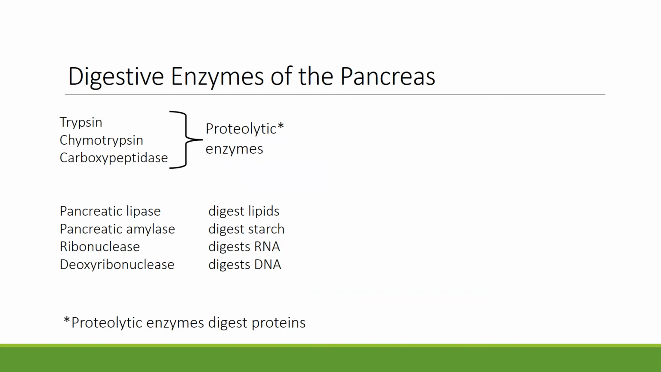The digestive enzymes of the pancreas include trypsin, chymotrypsin, and carboxypeptidase, all of which are proteolytic enzymes, or enzymes that digest proteins. In addition, it also contains pancreatic lipase, which digests lipids, pancreatic amylase, which digests starch, ribonuclease, which digests RNA, and deoxyribonuclease, which digests DNA.